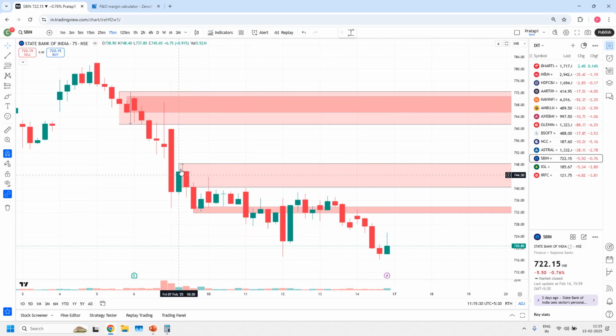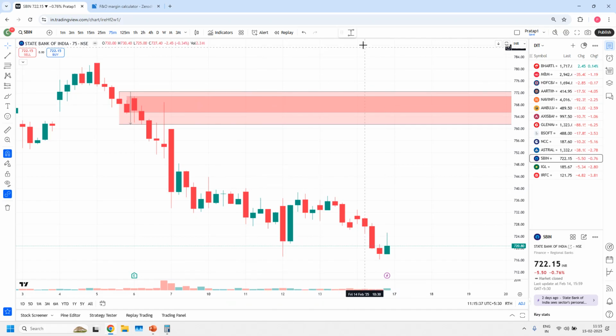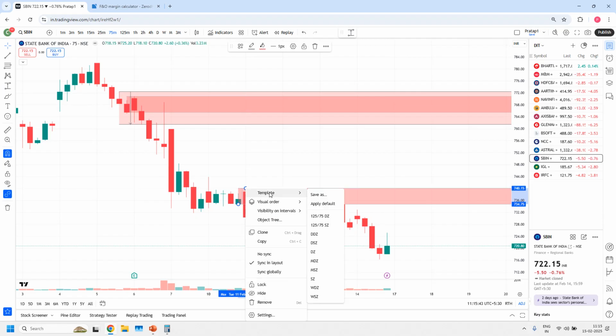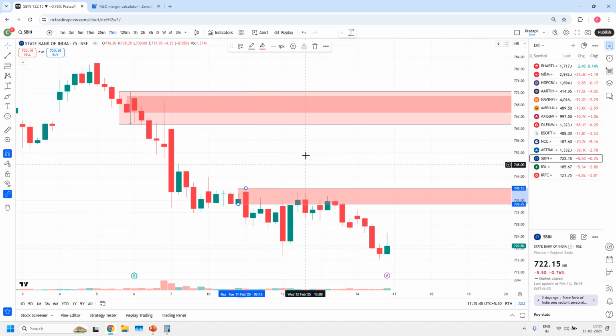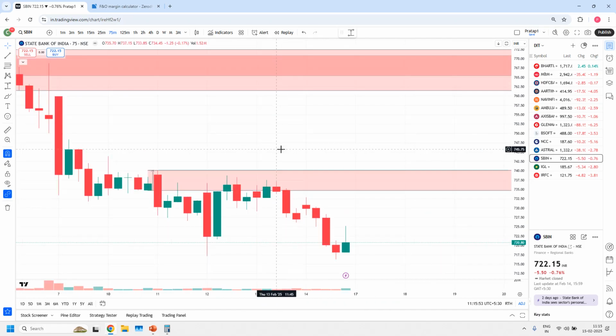Let me delete this for the time being for better clarity. See here, base drop. And this is a 75-minute zone. Prices entered and came down, right? Maybe this zone is working like a high liquidity zone. It has given multiple trades. It's a high liquidity zone.